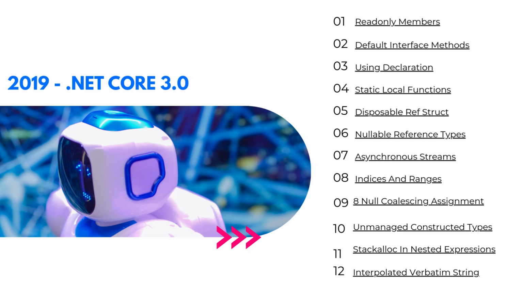C# 8.0 was launched in September 2019 with Visual Studio 2019 and .NET Core 3.0. C# 8.0 brought significant language improvements, including nullable reference types, ranges, and default interface methods.